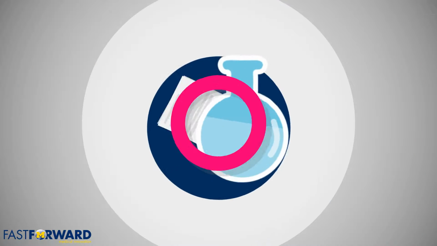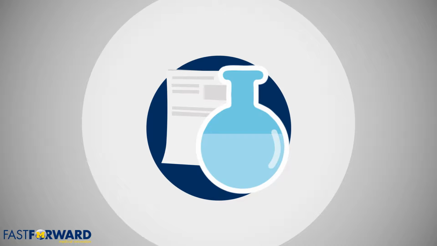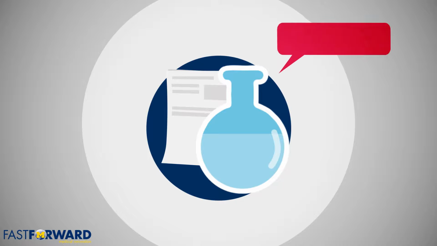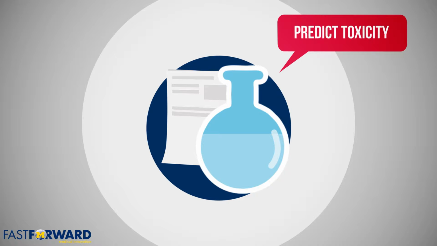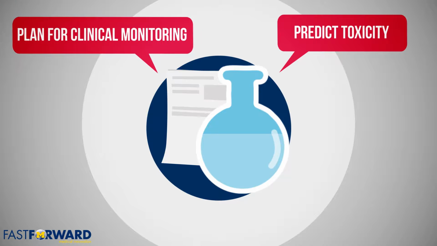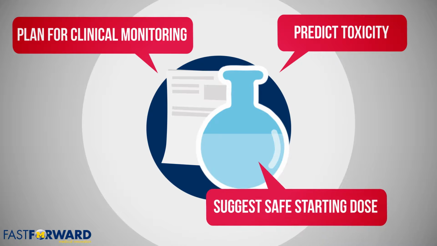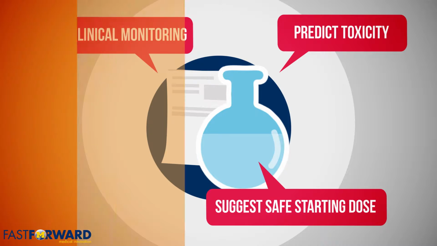Next is non-clinical toxicology. Here, you will consider the safety profile based on your preclinical studies. From this information, you will predict possible toxicity and plan for how it will be monitored clinically. You will also suggest a safe starting dose for humans.